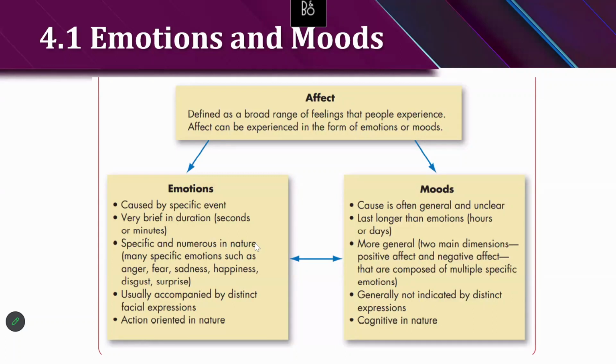But when we are experiencing these moods, even if we are in a bad mood, we don't go and slap other people or go and scold other people. We don't behave aggressively, but we will think about something. Sometimes our thinking may be affected by this bad or good mood, but it is not action oriented. Okay, it is cognitive in nature. So these are the differences between emotions and moods, and affect is a broad term which includes both emotions and moods.